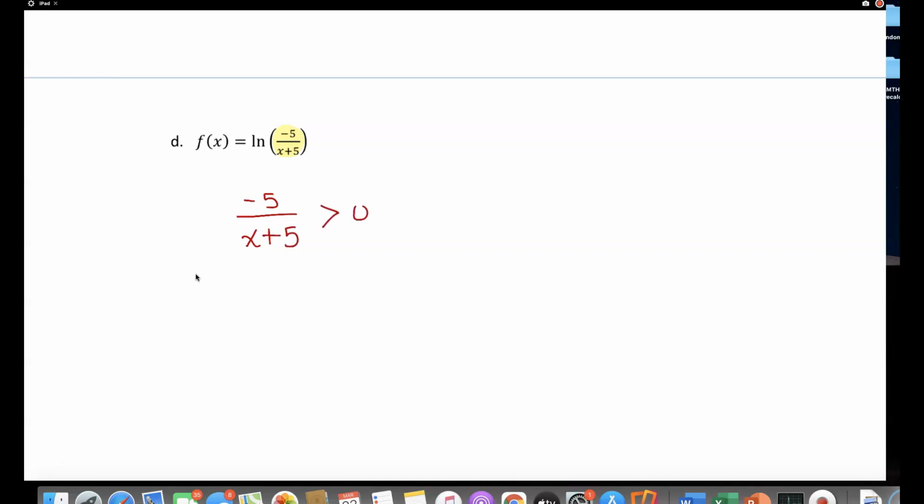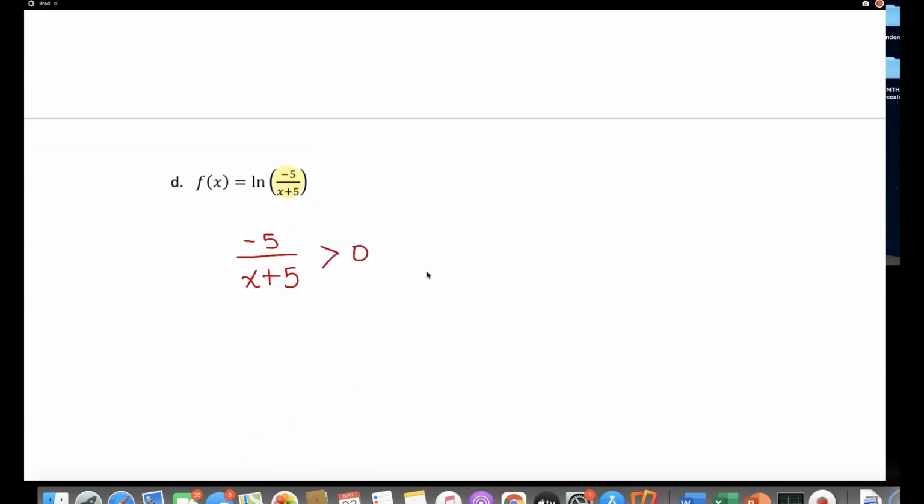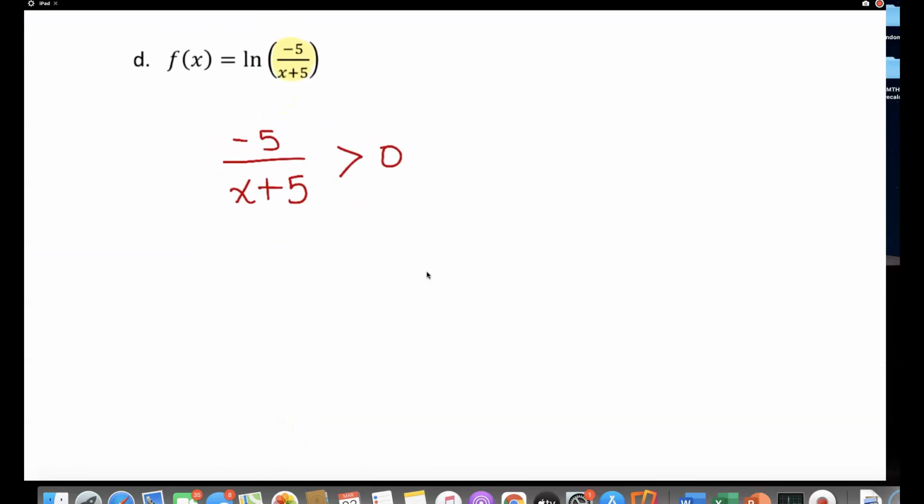And you know what? This is actually a good problem for a final exam, because it's not only asking you, do you know how to find the domain of a logarithmic function, but it's also asking you, do you know how to solve this rational inequality? So this is a great review problem for section 2.6. So let's get started.